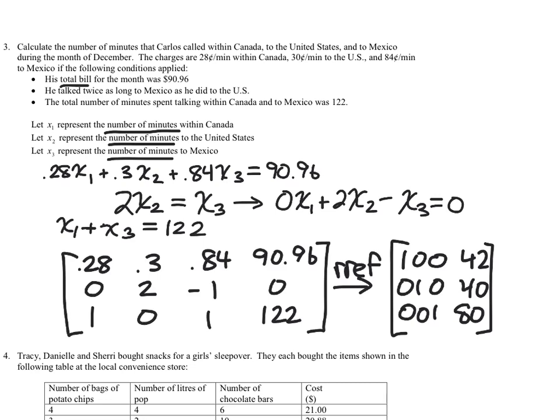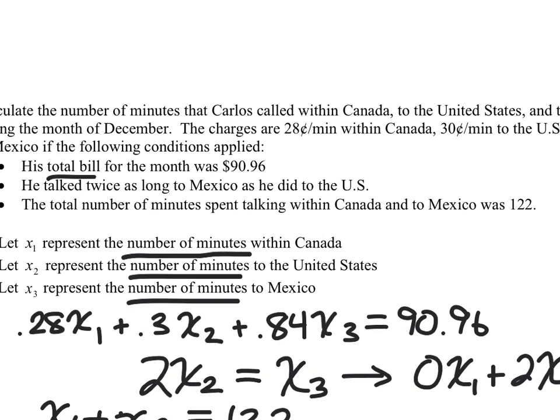He talked twice as long to Mexico as he did to US. That checks out. You're right. Same answer? All right. Cool. As far as a check is concerned, these are easily verified, because you can just verify that Mexico is double US, and that if I took Canada and added to Mexico, I get 122. That seems to bear itself out. So, pretty solid. So 42, 40, and 80.